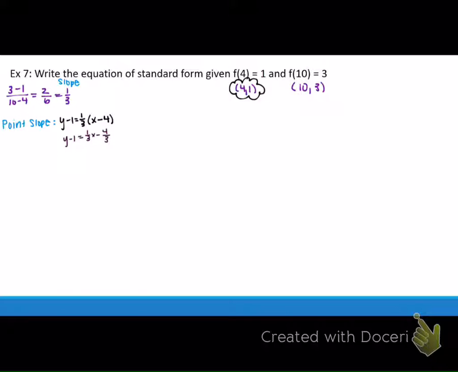Again, your calculators might come in handy. If you do 1 ABC 3 times negative 4, it should give you negative 4 over 3. Then we add 1, so you can do negative 4 ABC 3 plus 1. I think it's negative 1/3, right? Yeah. So that's slope intercept. So we go from point slope to slope intercept, and then we go to standard from there.